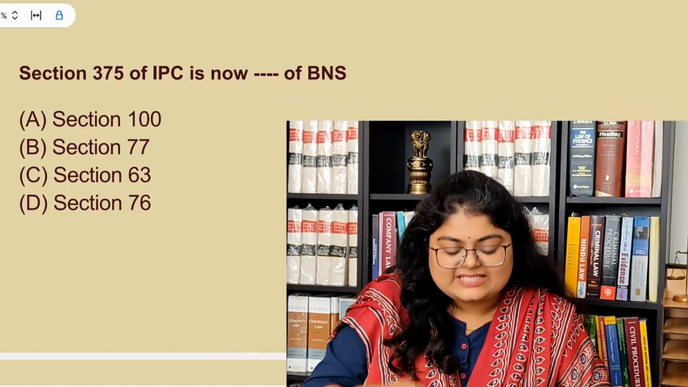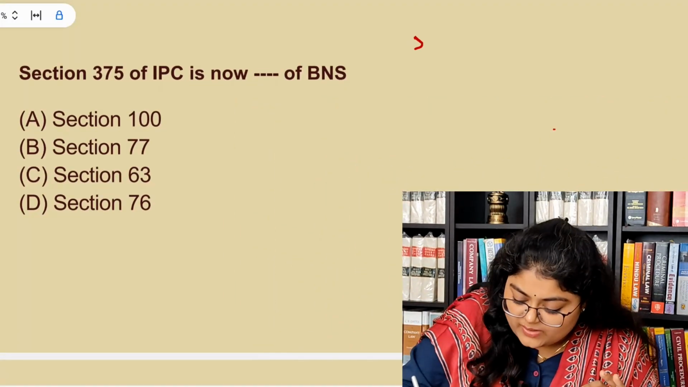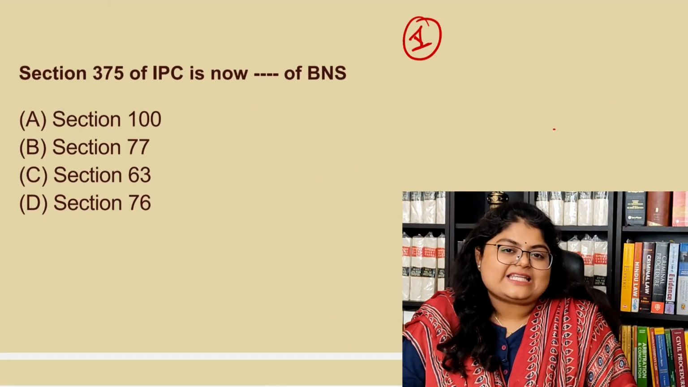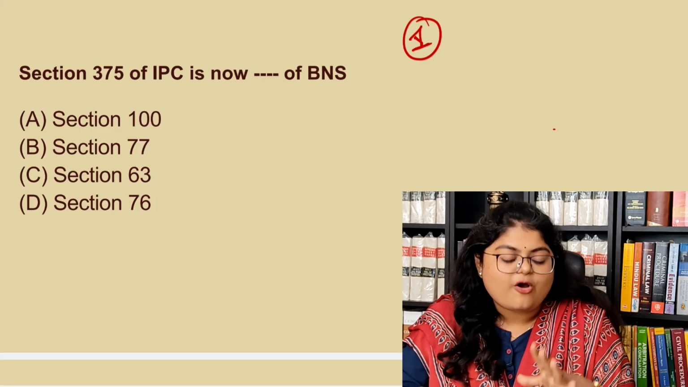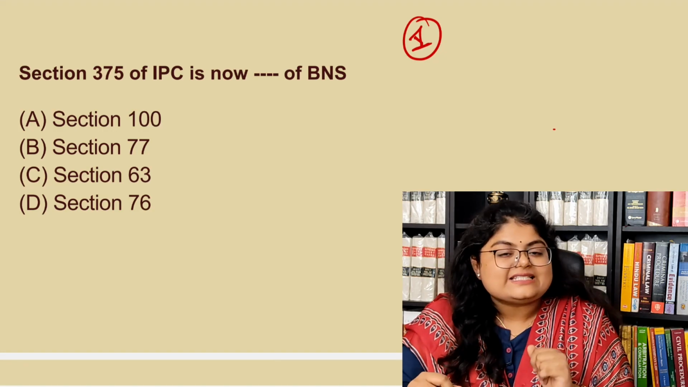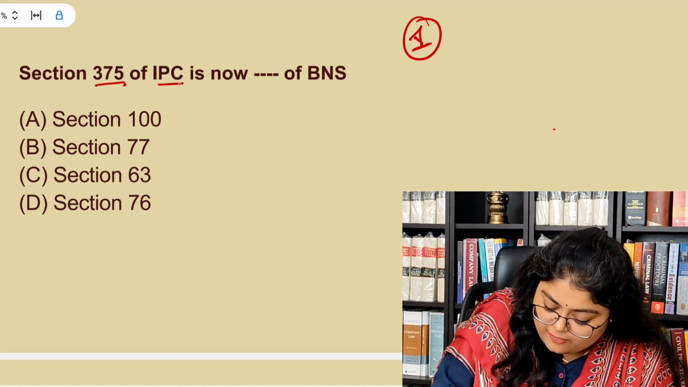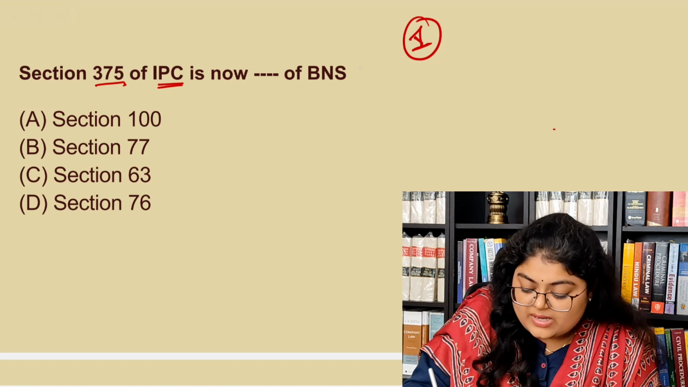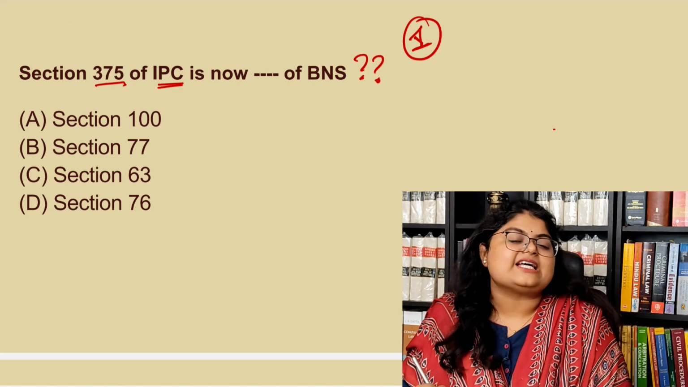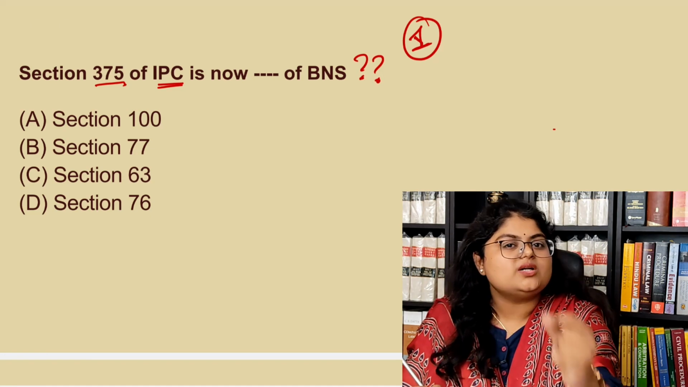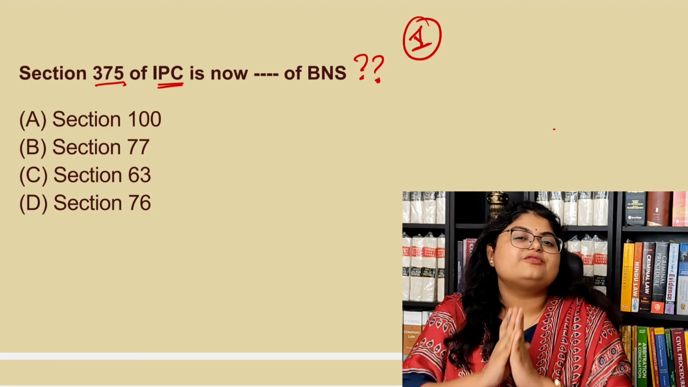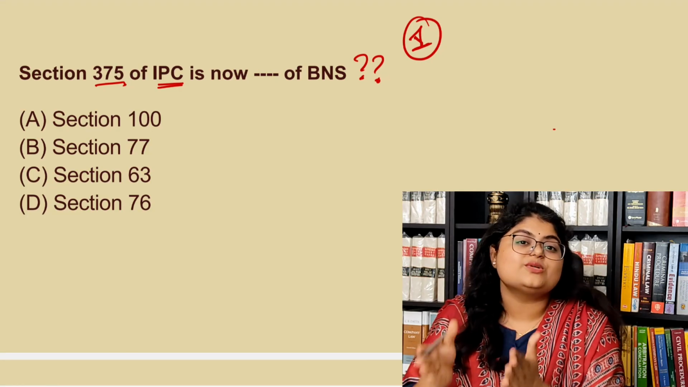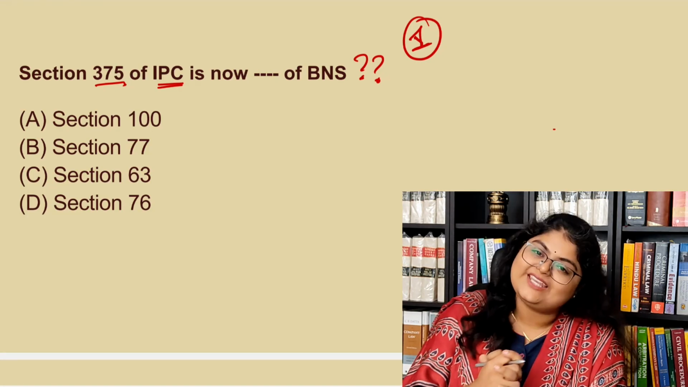The first question we have right now on the screen is simple question number 1. We can expect this type of question a lot in this year's paper. At least 2 to 3 questions of this pattern we can expect. Section 375 of IPC is now dash of BNS, they are asking. So they have given you the old section number and are asking you for the new section number. This is one of the simplest and most probable types of question you can expect.